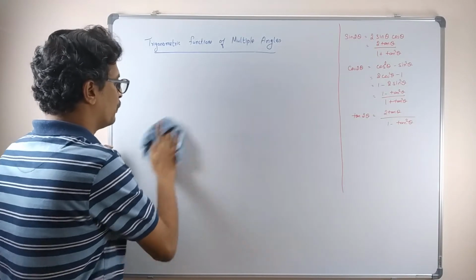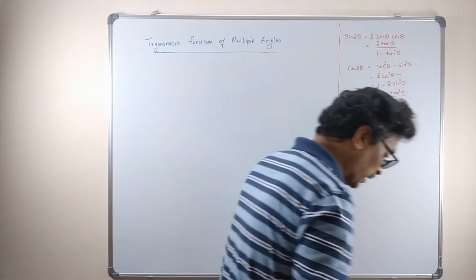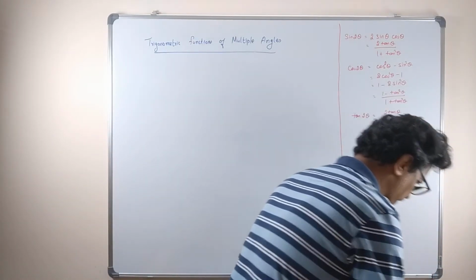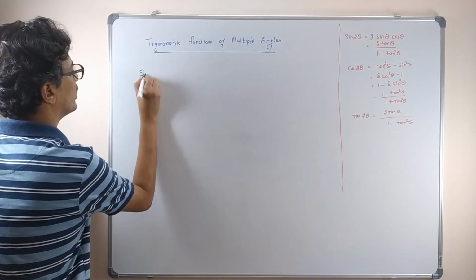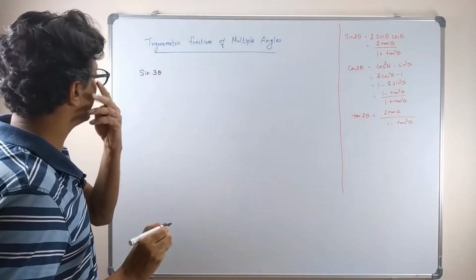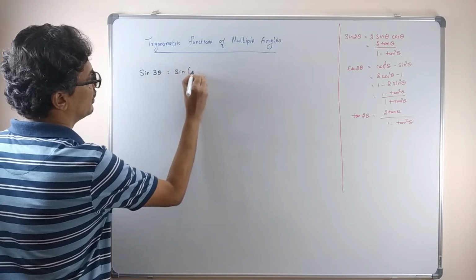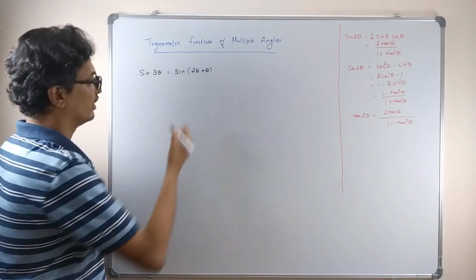So then let's go for a multiple of 3, the third angle. And that's very easy, simple. So let us do sine 3 theta. What will be sine 3 theta? Tell me. It will be sine of 2 theta plus theta. You can write it like this, and then use the sine formula.